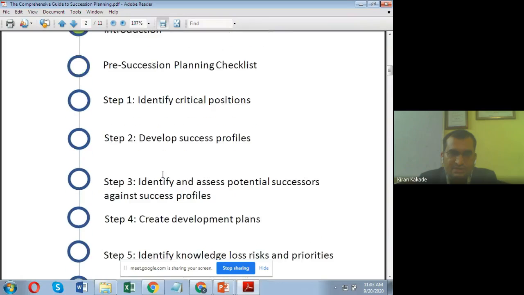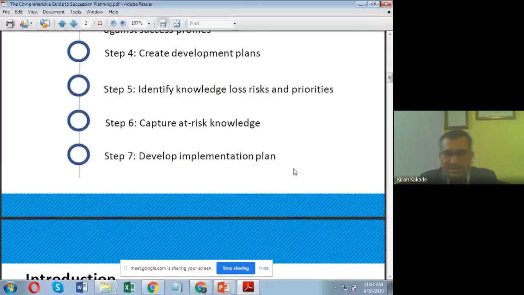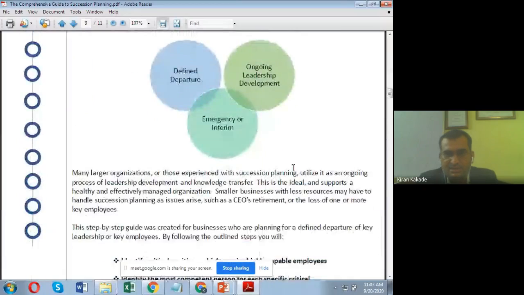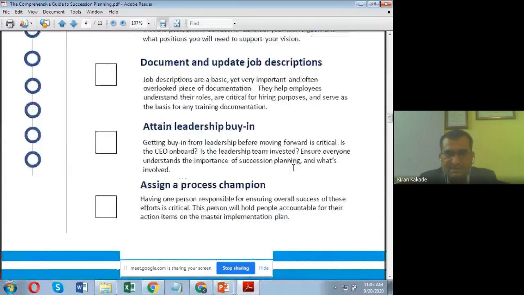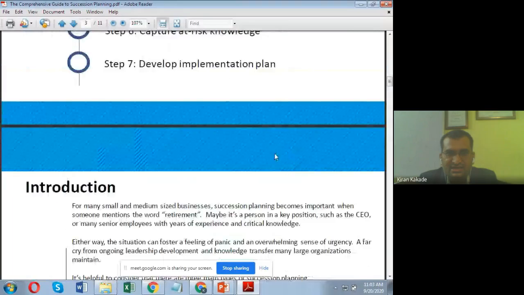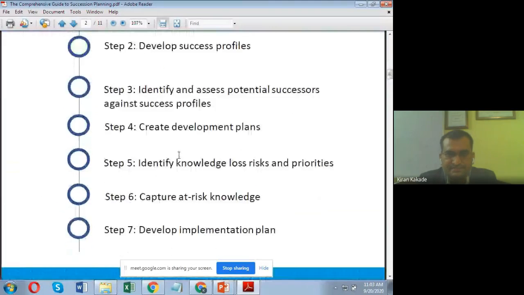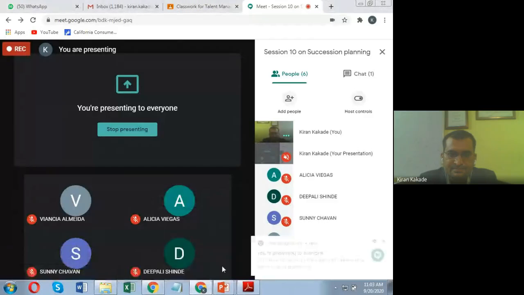So step 1, step 2, step 3, 4, 5, 6, 7, develop implementation. Everything is explained here on how you can go through from identifying the business case till the final implementation of your succession plan. Okay, got it? Please acknowledge me. Yes, sir.